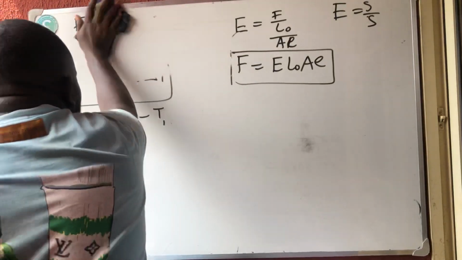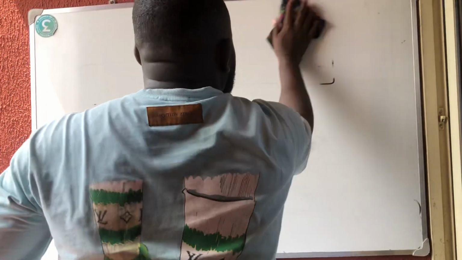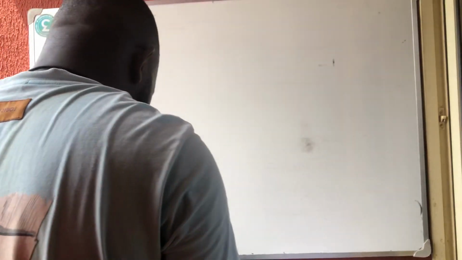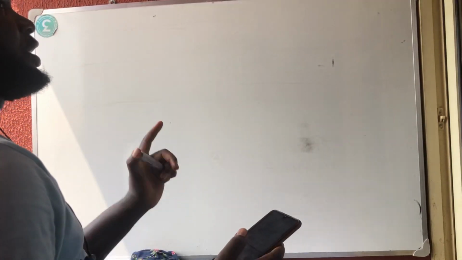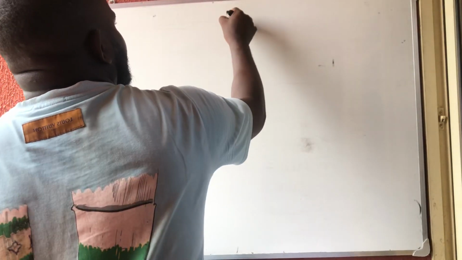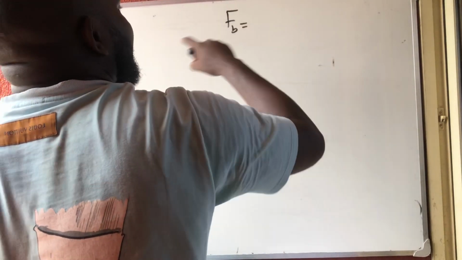So let's solve questions so that you understand what I'm saying. If they ask you for the force in a bar, just multiply everything you are seeing there: the Young modulus, the area, the linear expansivity, the change in temperature. Multiply them. As simple as that. Force in a bar is simply multiply everything.